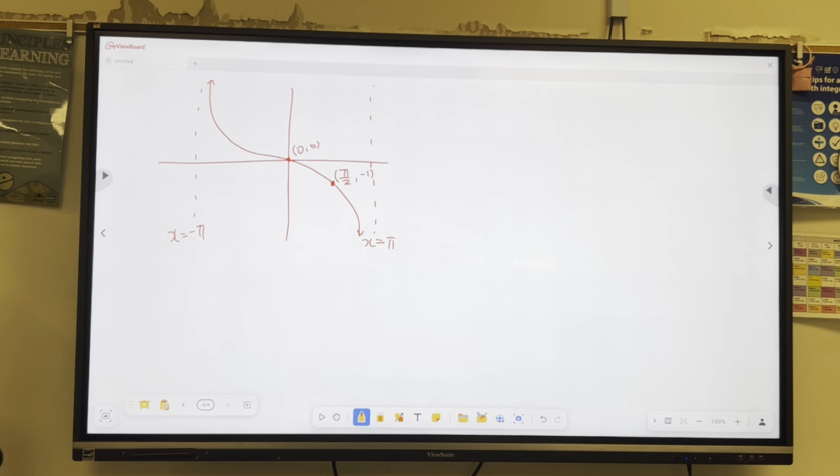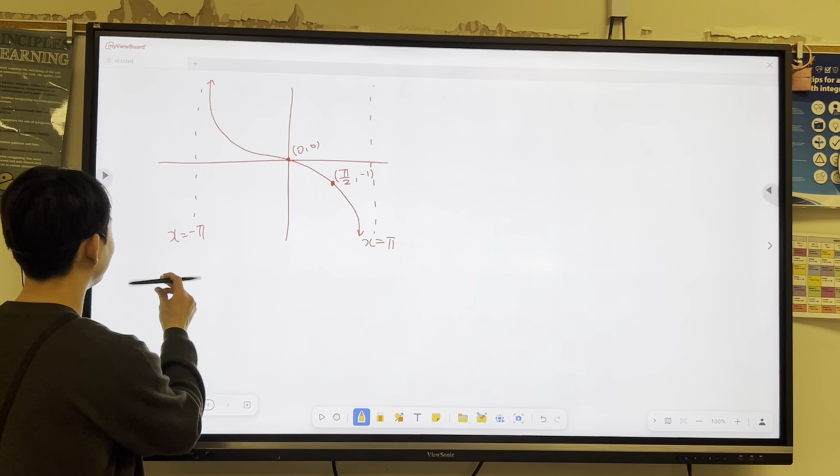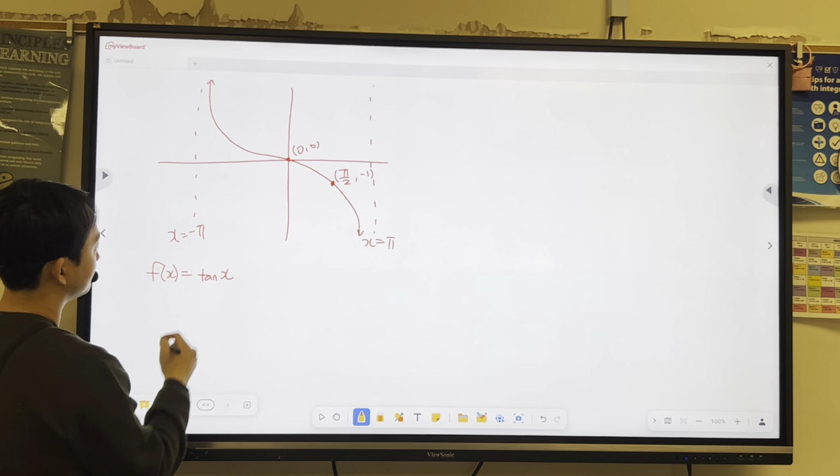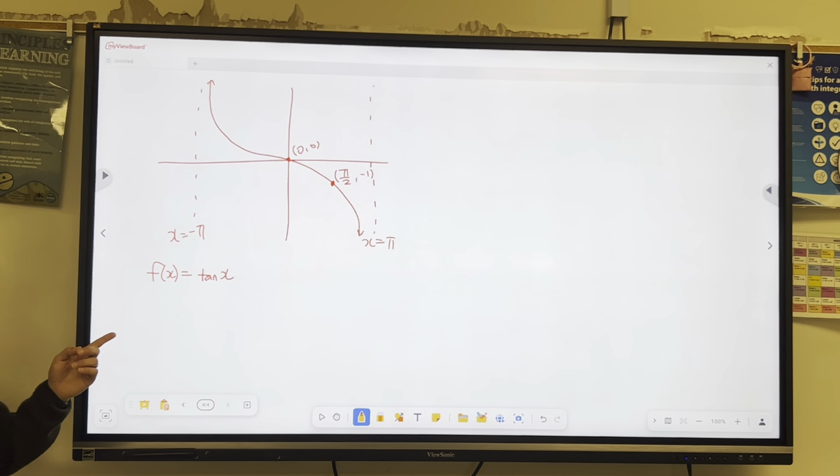So I want to find the equation of this graph. Well, always, the first question is, what is the core of this function? Can you tell? What does this graph look like? Tangent function. So the core is tangent. Now I know my core.